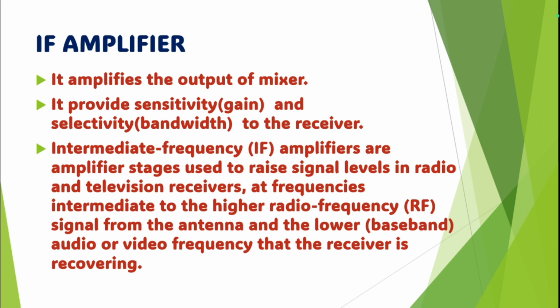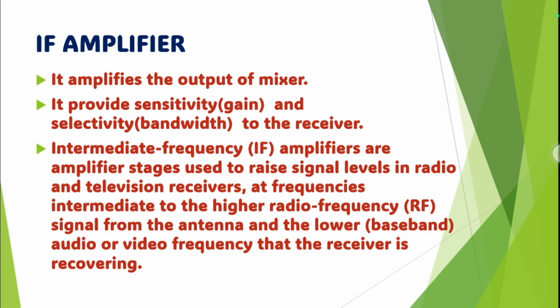For that we are using a superheterodyne radio receiver. The first is good selectivity and good sensitivity. Intermediate frequency IF amplifiers are the amplifiers used to raise signal levels in radio and television receivers. Generally in television, it is a lower signal, so we cannot give the direct RF frequency signal to the television. That's why we change the radio frequency into our intermediate frequency by this IF amplifier.